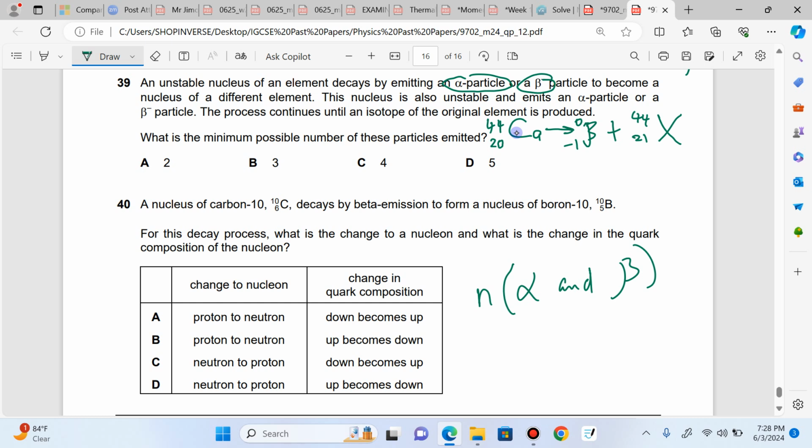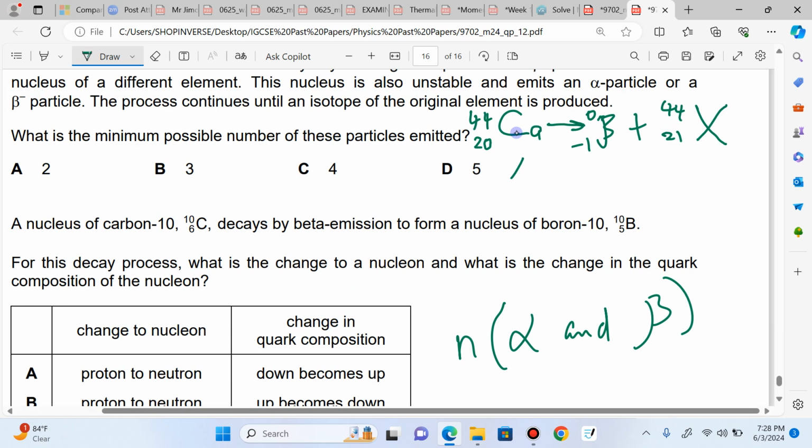So now this is what is formed when calcium emits a beta particle. Now let's talk about the alpha particle emission. When the element that is formed emits an alpha particle, let me write this properly. So I want to talk about the emission of alpha particle now.